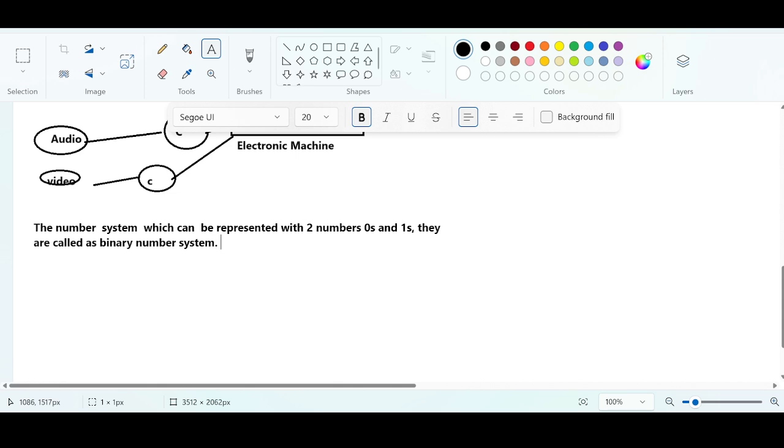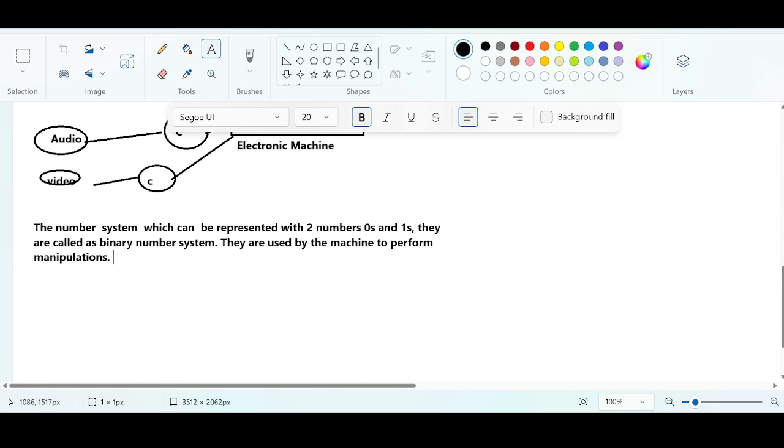They are used by the machine to perform manipulations.